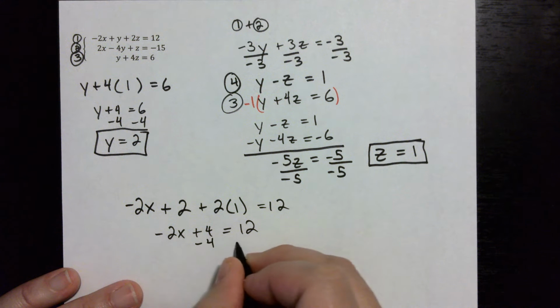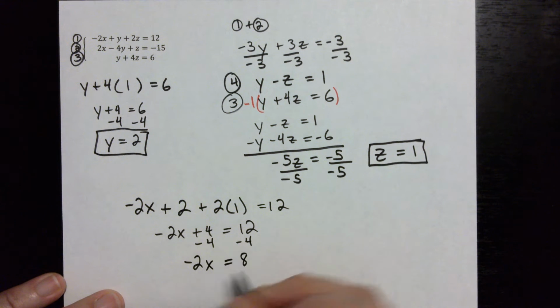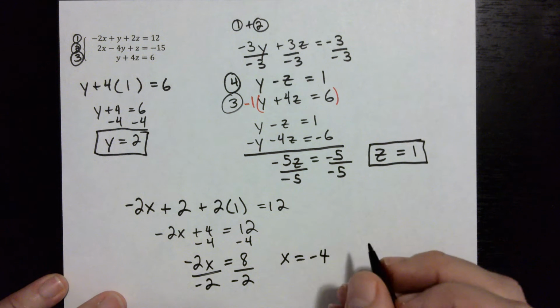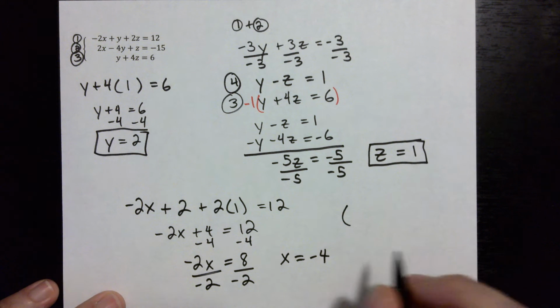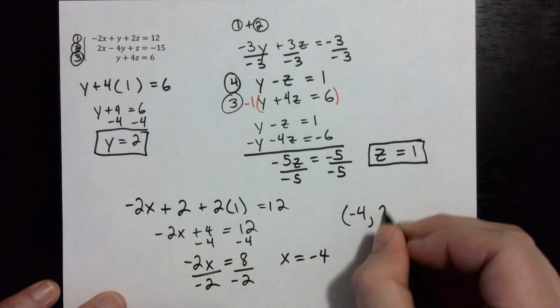If I subtract the 4 from both sides, I get negative 2x equals 8, and divide by negative 2, and I get x is equal to negative 4. Okay, so that will give me the ordered triple of negative 4, 2, and 1.